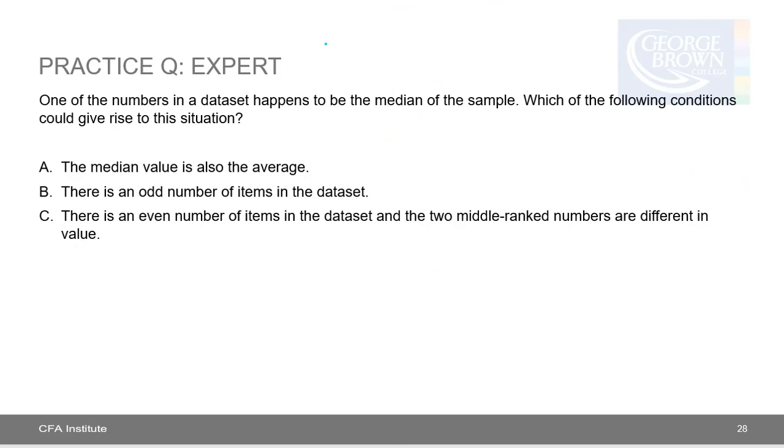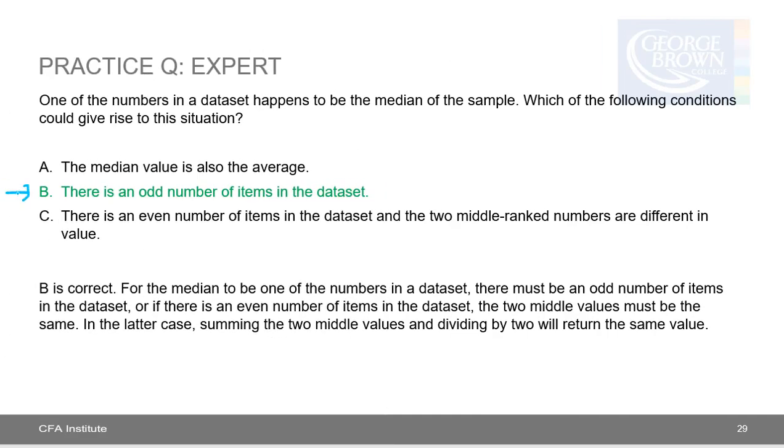The reason why I gave you that extra example from the CFA curriculum is because in the learning ecosystem for the CFA Institute Investment Foundations program, considered to be an expert question is this following question. One of the numbers in a data set happens to be the median of the sample. Which of the following conditions could give rise to this situation? A, the median value is also the average. B, there is an odd number of items in the data set. Or C, there is an even number of items in the data set, and the two middle rank numbers are different in value.